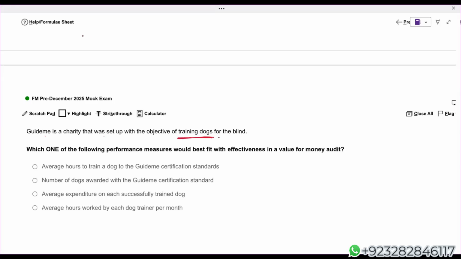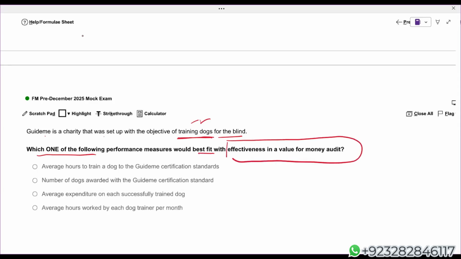Training dogs for the blind. Guide Me is a charity that was set up with the objective of training dogs for the blind. In the case of a charity, a not-for-profit organization, we measure their performance by using the 3 E's: economy, efficiency, and effectiveness. Which one of the following performance measures would best fit effectiveness in value for money?